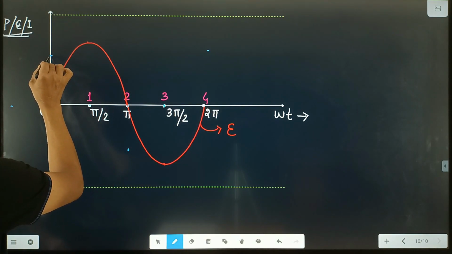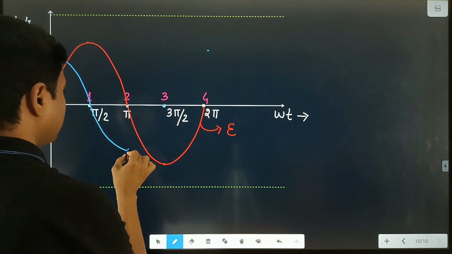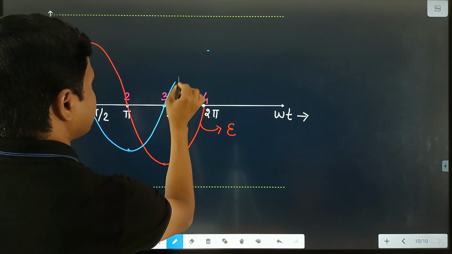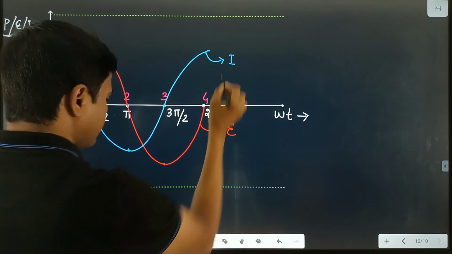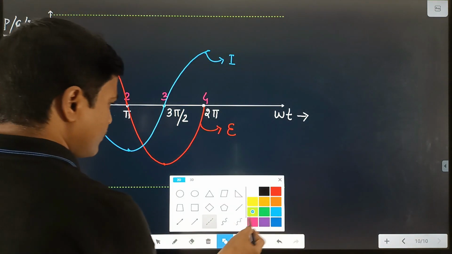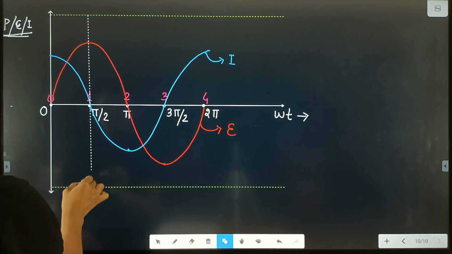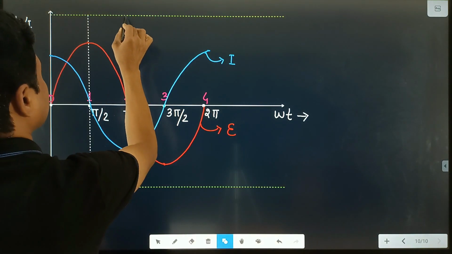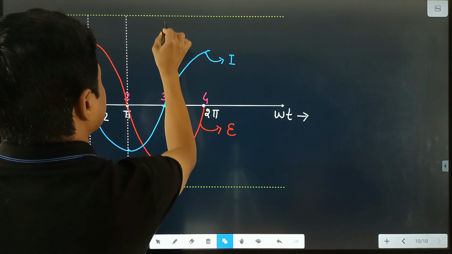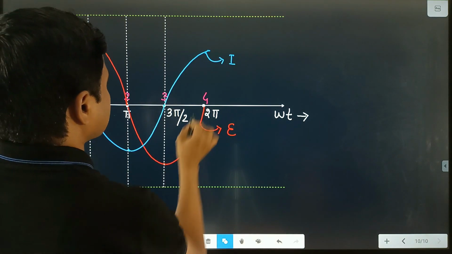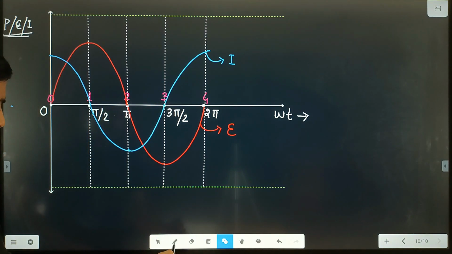Now I draw the graph. This is the graph for current. And you draw the lines. This is the line for 1, this is the line for 2, similarly for 3, similarly for 4, or for a full cycle.